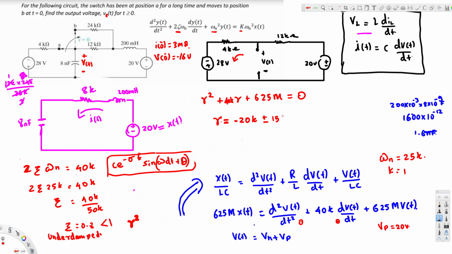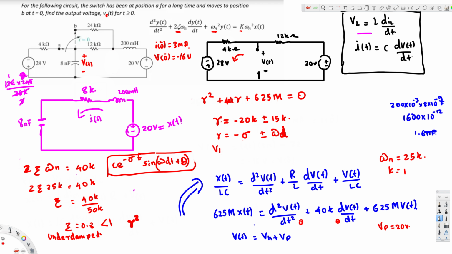15k. When we have this complex number, it comes in the form negative sigma plus or minus omega d. So in our case, omega d is going to be 15k and sigma is going to be 20k. We are going to plug those values into this equation.